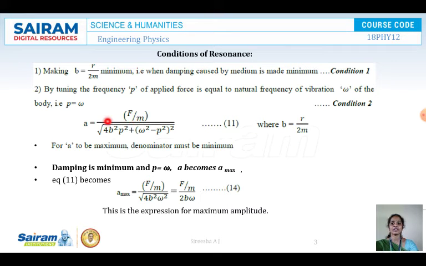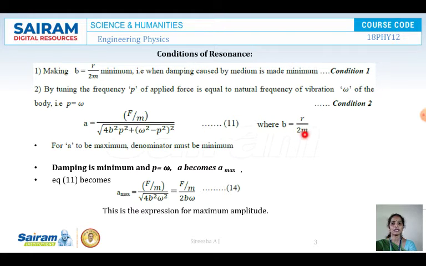From this equation, what are the cases for which the amplitude is maximum? When the amplitude is maximum, the denominator should be minimum. The conditions where the denominator will be minimum to get the amplitude maximum are nothing but making R by 2M minimum. As I told you, in these two terms, if you make this term negligible and this term negligible, the amplitude becomes maximum. Here we know that B is equal to R by 2M.